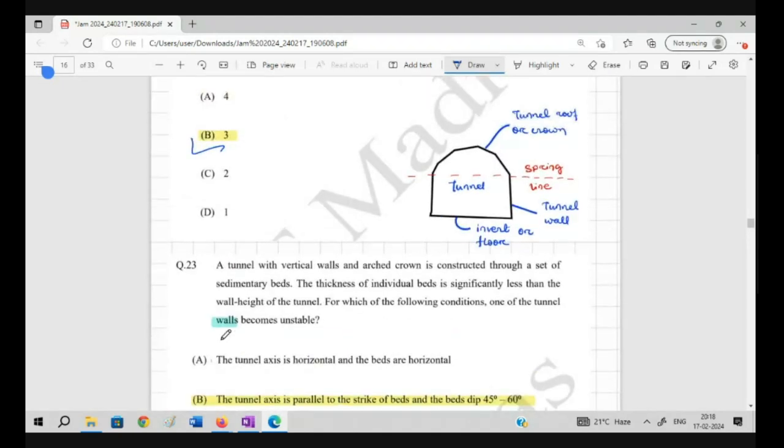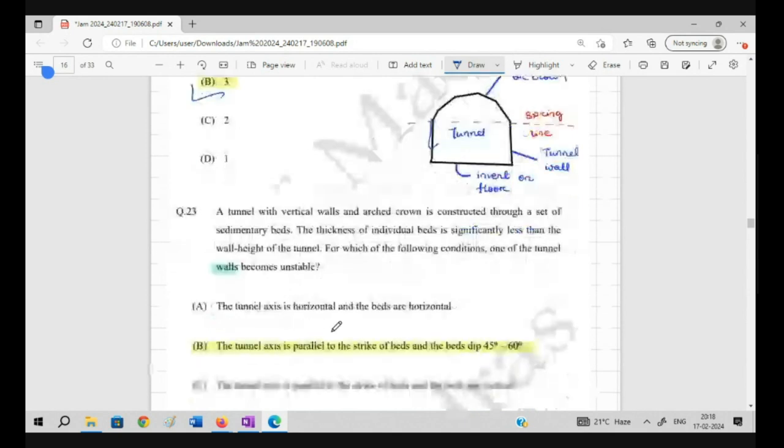Now it is asked about the stability of tunnels. A tunnel with vertical walls and an arched crown is constructed through a set of sedimentary beds. The thickness of an individual bed is significantly less than the wall height of the tunnel. For which of the following conditions does one of the tunnel walls become unstable? They are asking about the stability of the tunnel. If you construct the tunnel according to the question, it has a vertical wall and an arched crown. Crown means the top part of the tunnel, so it will look like this. Now it is asking about the stability of the tunnel.